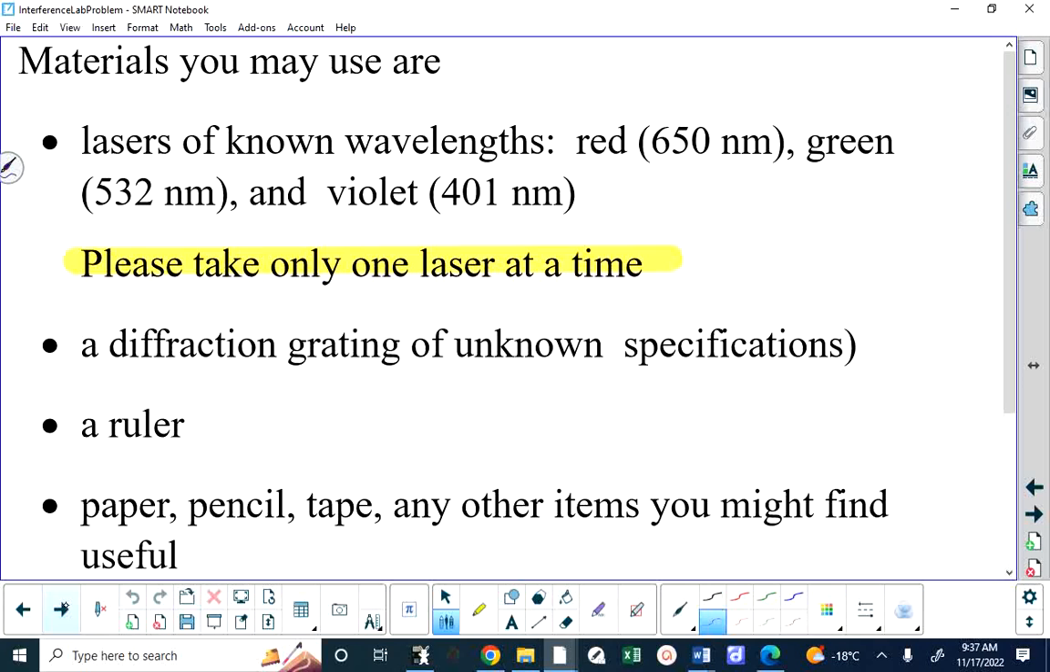But essentially what it's going to involve is you measuring L, which is the distance from the diffraction grating to the ceiling here, except you're not going to use the ceiling. And you're going to have to measure X from that central dot to the n equals 1 dot on each side. Okay? So you're going to have an X on this side and an X on that side for n equals 1.